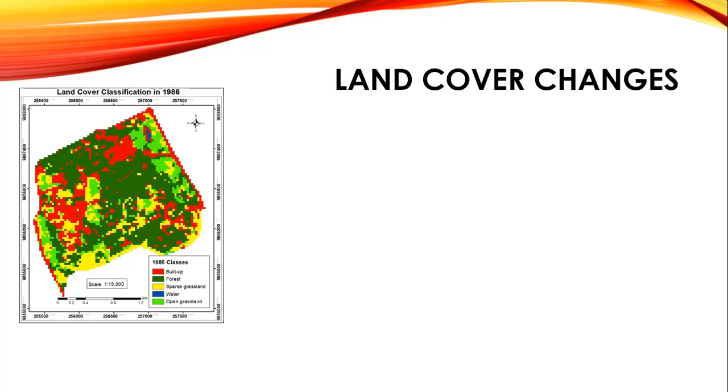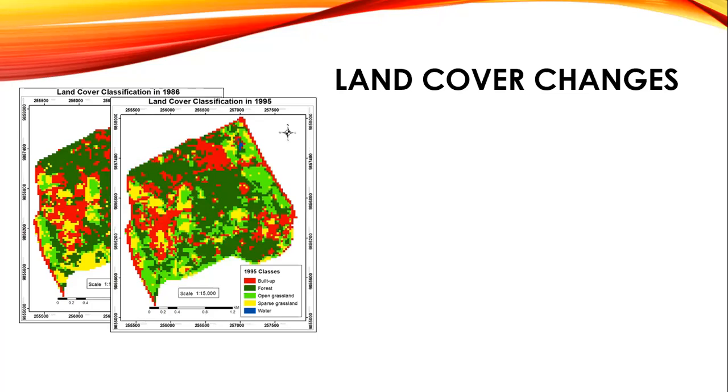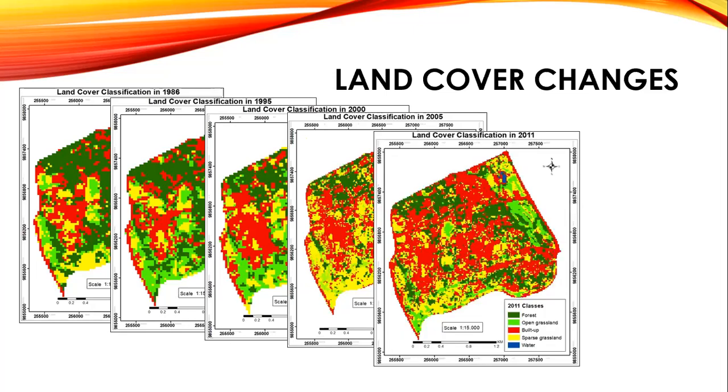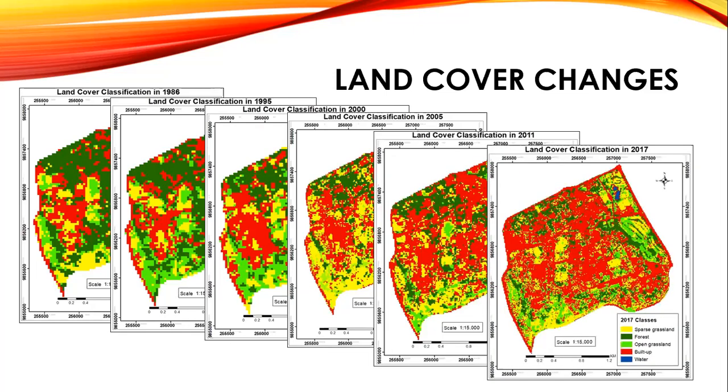So one of the first steps is to understand what are the changes that have occurred over the years. This is just an indication of what happened, from 1986, because of availability of data, at more or less five-year intervals. So there's built-up, forests, sparse grassland, water, and open grassland. This was an understanding first of what kind of land cover you have, from 2005, 2011, and 2017.